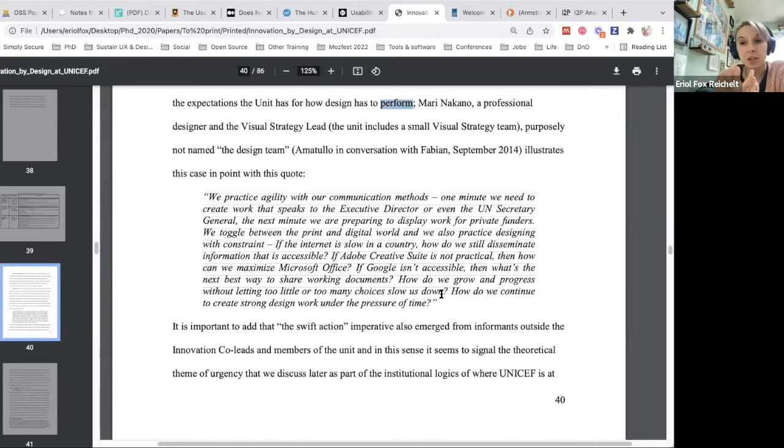working within the constraints, and how in my experience open source design is similar in that you work within the constraints of the open source software culture, or not, or you try and change the culture, or you try and change the practices in order to fit the way that you need to do design more. I do think this last part, how do we continue to create strong design work under the pressure of time, is something that's present within open source.